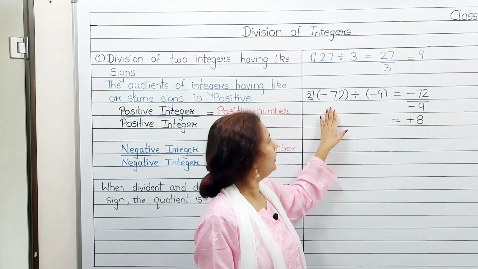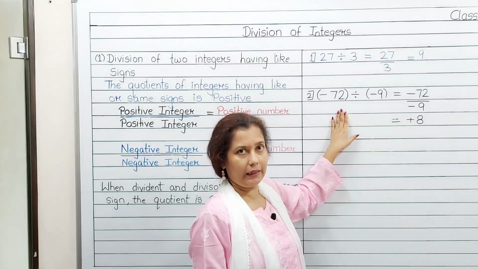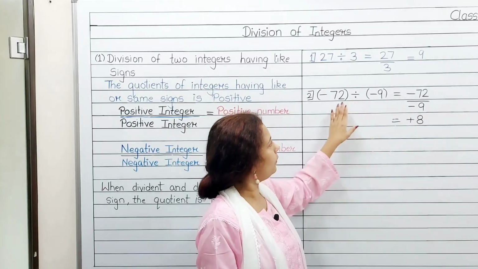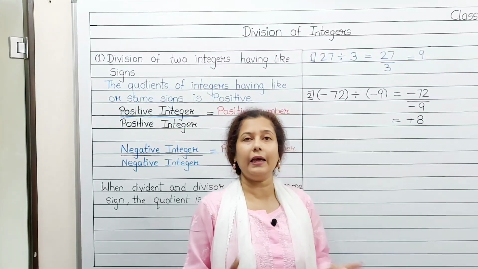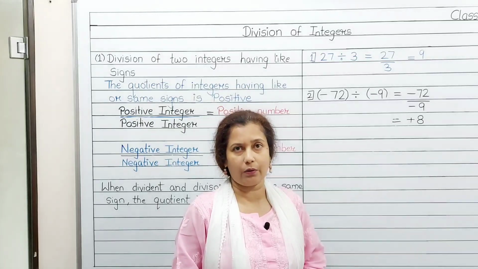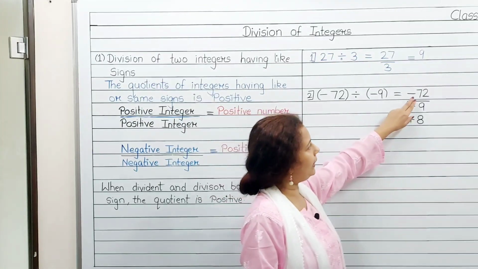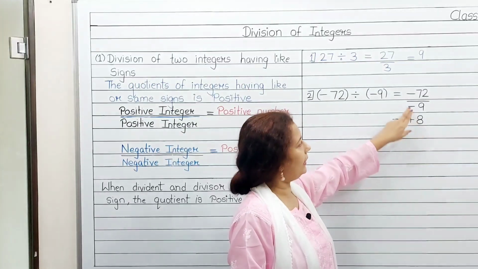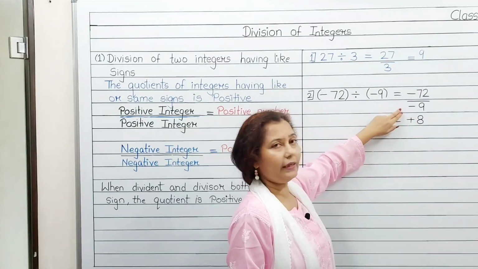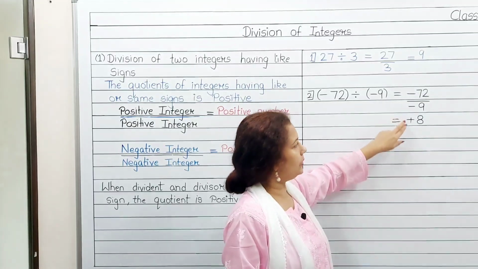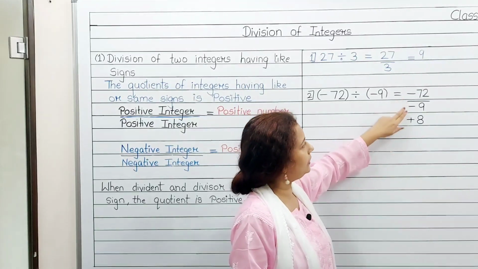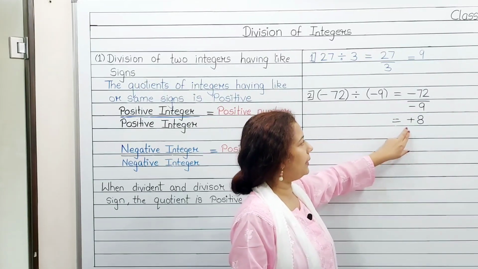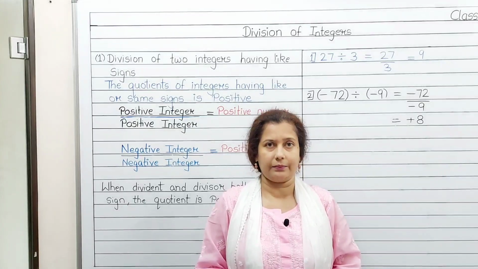In the second example, both the integers are negative: minus 72 divided by minus 9. Like multiplication, again we will divide the absolute values of the integers. So we will divide 72 by 9 and get 8 as the quotient. Then we know that both the integers have the same sign, so the result will be positive. Here both the integers are negative, so we get the final answer as plus 8 or just 8.